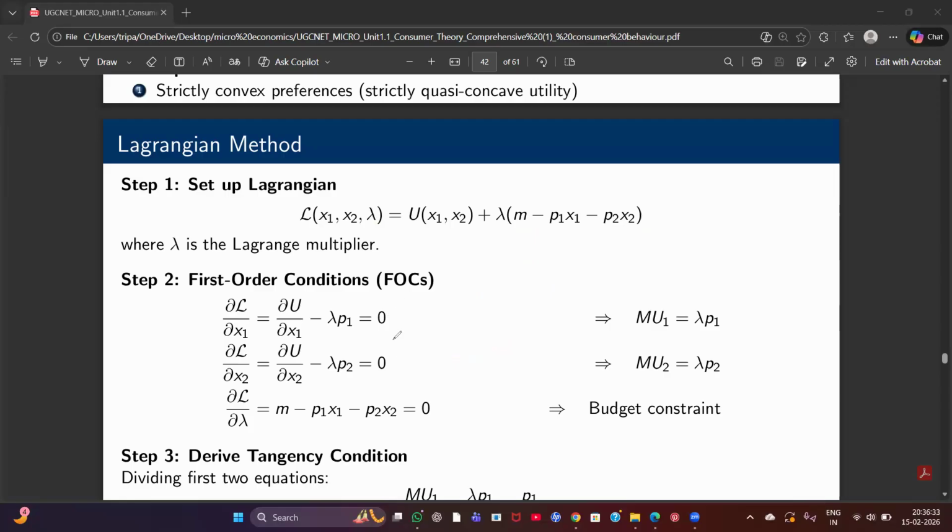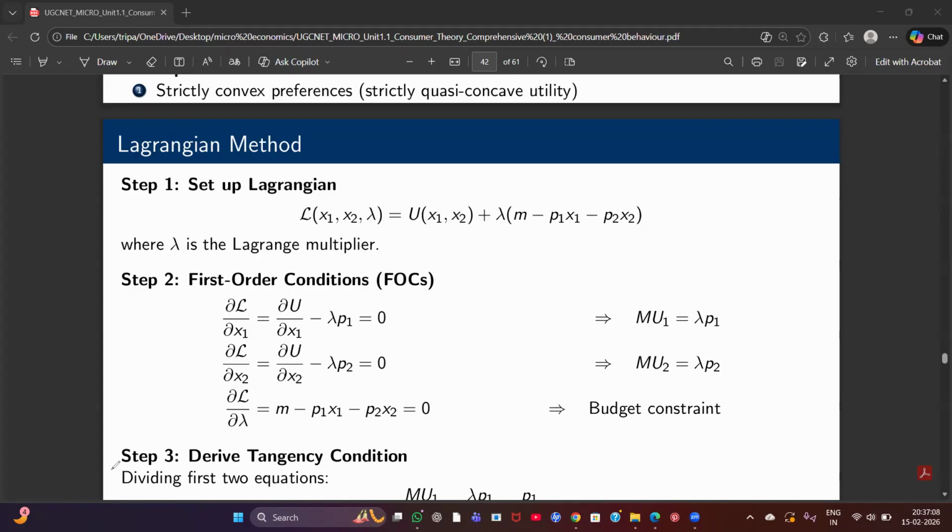In the first two equations, solving it, I'll get mu1 from the first equation. Del L with respect to x1 equal to 0 gives me mu1 equal to lambda p1. Similarly, the second equation, del L with respect to x2 equal to 0, gives me mu2 equal to lambda p2. The last equation, del L with respect to lambda equal to 0, gives me simply the budget constraint. So this explains that at the point of optimization, my budget constraint is satisfied.